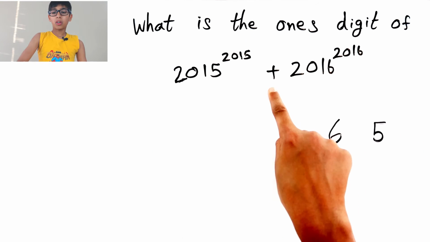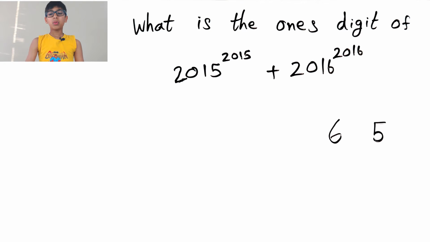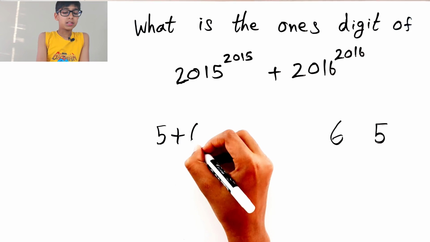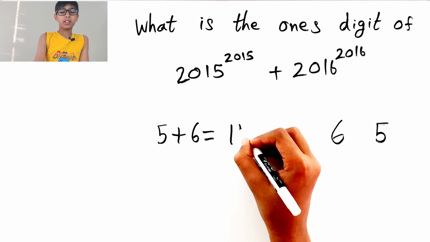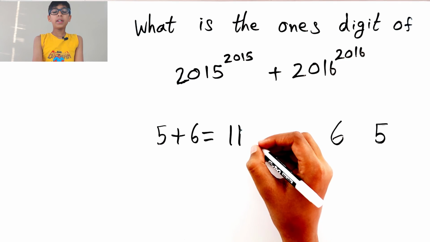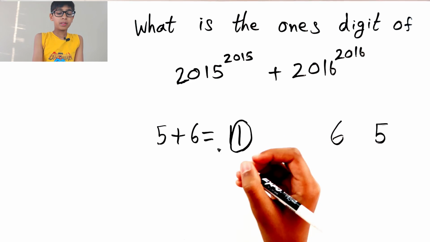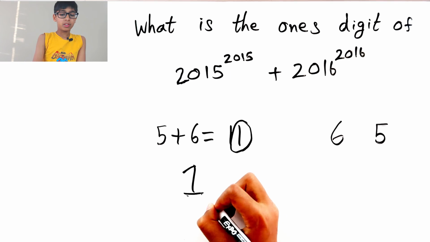So now look, there's an addition symbol. So we need to add both of them. So that'd be 5 plus 6, which equals 11. And we need to find the last digit of 11, which is 1. So the answer is 1.